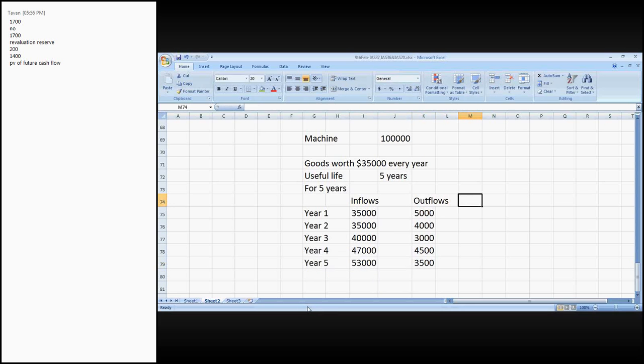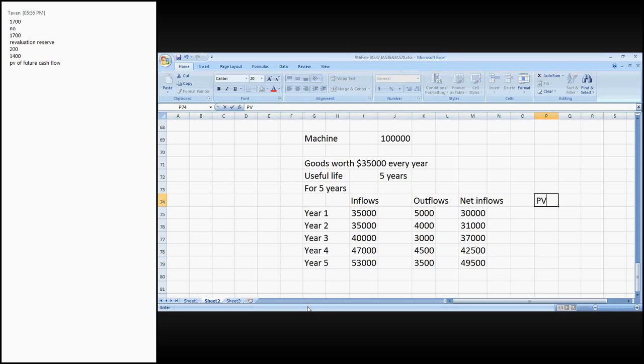The cash flows you generate, so net inflows. Net inflows will be, suppose, 30,000 for this year, 31,000, 37,000, and 47 minus 4, 43, 42,500, and it is 49,500. What is the present value of these net inflows?